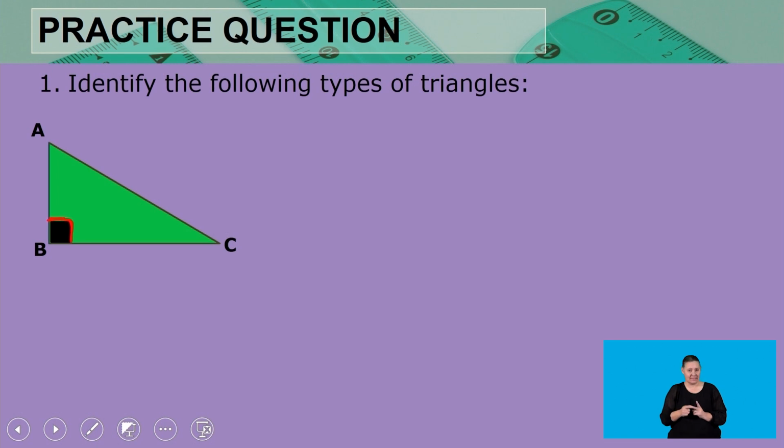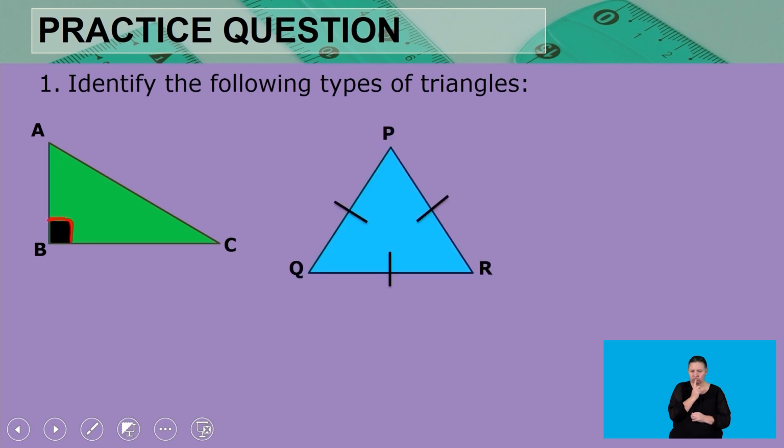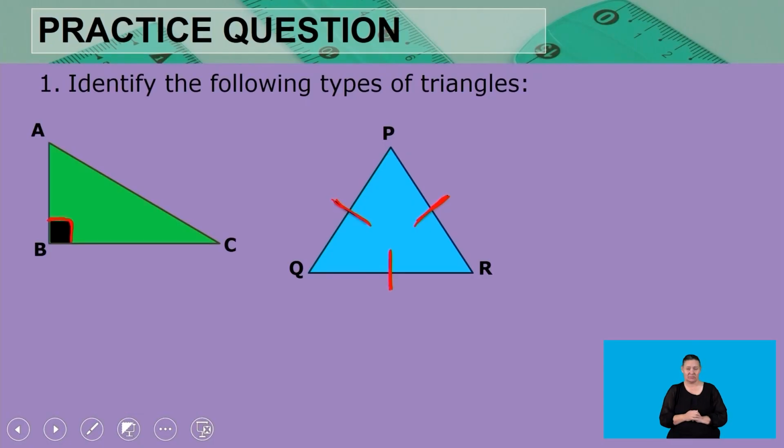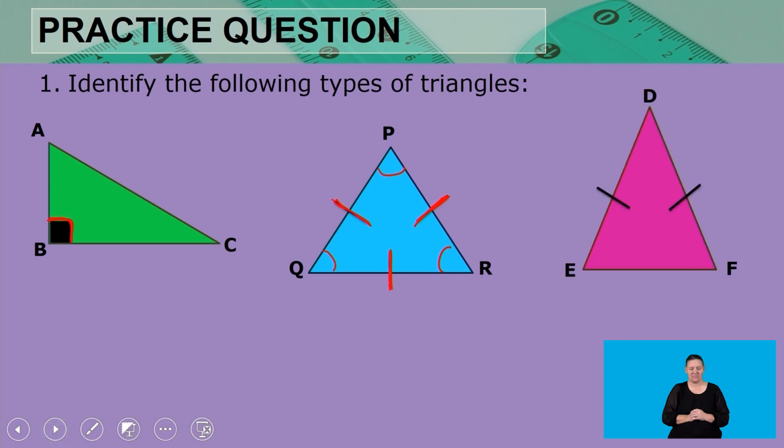Let's look at the next triangle here and see if we can identify it. Now looking at triangle PQR, we can see that PQ is equal to QR, and QR is also equal to PR. So that means that all of the sides of this triangle are equal. So which triangle has all of its sides equal? Yes, it is an equilateral triangle. So of course, we know that with equal sides, there are equal angles as well, which means that angle P, angle Q and angle R are also equal.